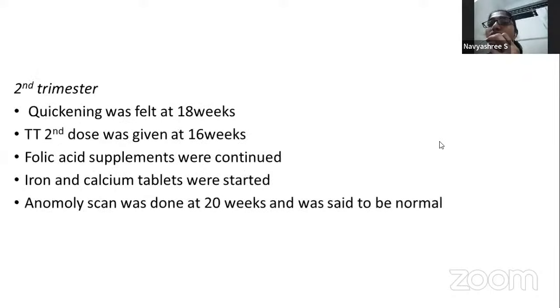Second trimester, quickening was felt at 18 weeks. TT second dose was given at 16 weeks. Folic acid supplements were continued. Iron and calcium tablets were started. Anomaly scan was done at 20 weeks and it was said to be normal. It assessed the placental position, level of the placenta, and congenital anomalies in the baby.